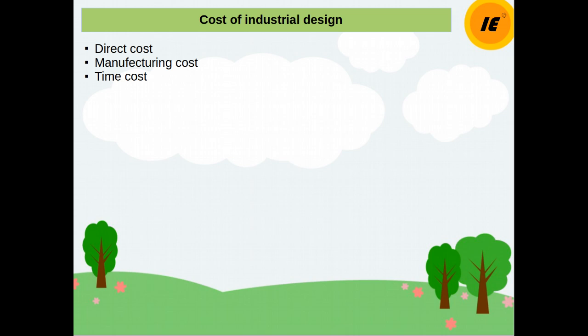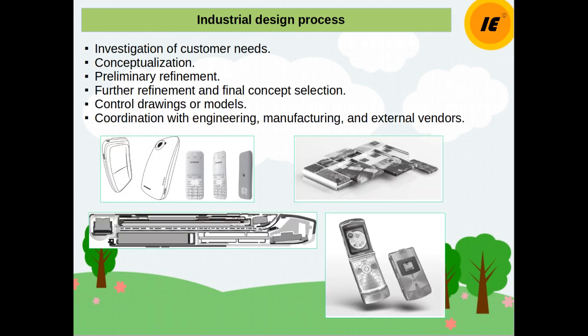Now we'll understand what is the structured way of doing industrial design. Many large companies have internal industrial design departments. Small companies tend to use contract industrial designers, design services provided by consulting firms. In either case, the industrial designers should participate fully on cross-functional product development teams.